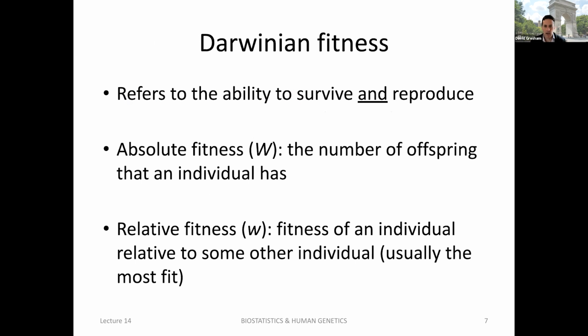I have 2 kids, so my absolute fitness, W, big capital W is a symbol that we often use, is 2, literally. So the number of offspring that we have. And often we convert this to a relative fitness, which is the fitness relative to all the other individuals in the population. So if we considered my fitness of having 2 kids relative to the maximal fitness in our population, which let's say was some family with 10 kids, then my fitness would be 0.2 relative to the maximal fitness.